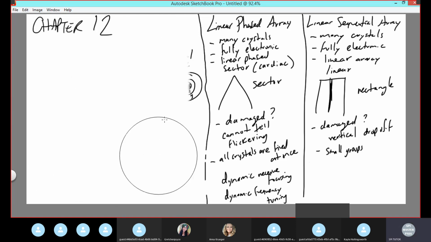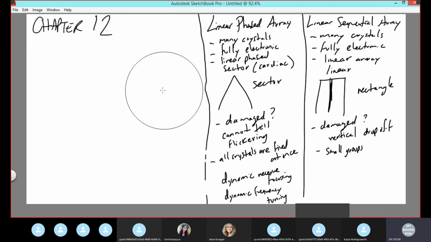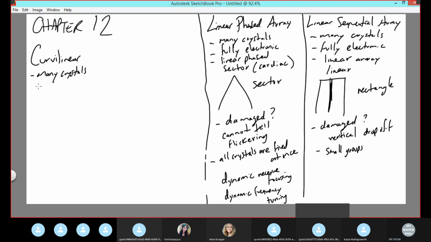All right, and then we just have a few more transducers and we're done. So bear with me, please. Then you have your curve linear. Okay, your curve linear, again, repeats itself. Many crystals, fully electronic. This one we just call our curve. That's the name that we give it. And this is for your abdomen.